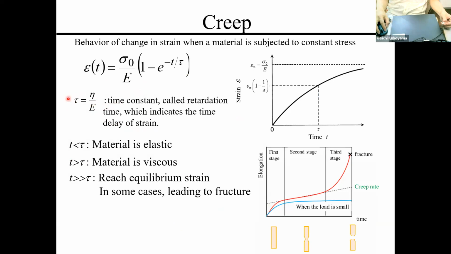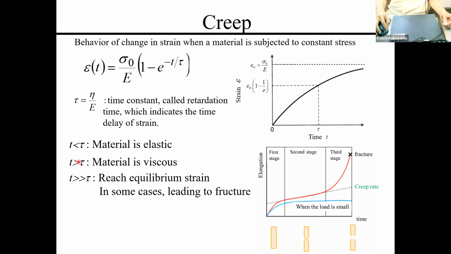And this tau is different from the previous one. This tau is a time constant, but this one is called retardation time. This one indicates the time delay of strain, like this. And if the time is smaller than tau, smaller than the retardation time, the material behaves like an elastic material, this part.